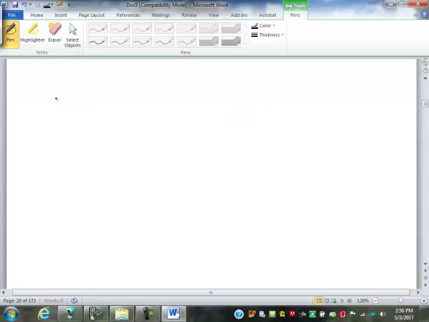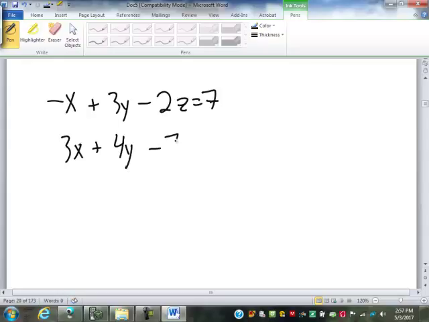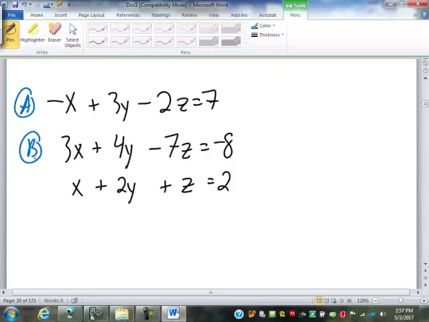Okay, so we've got negative x plus 3y minus 2z equals 7. We've got 3x plus 4y minus 7z equals negative 8. And we've got x plus 2y plus z equals 2. So again, I'm going to label these equations A, B, and C.